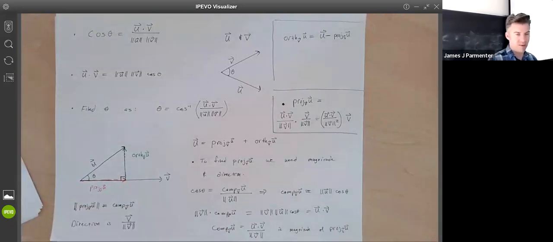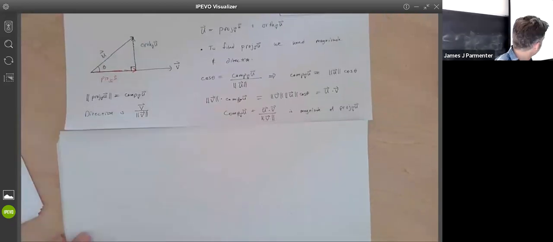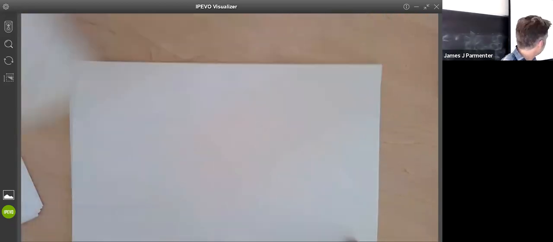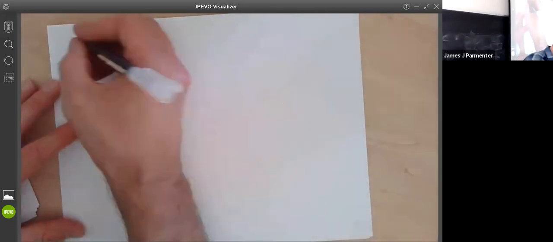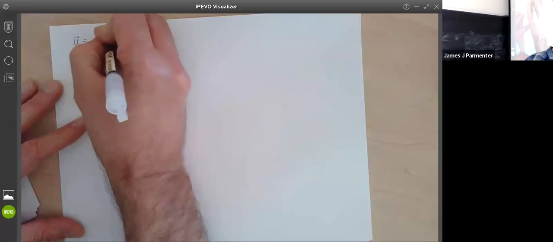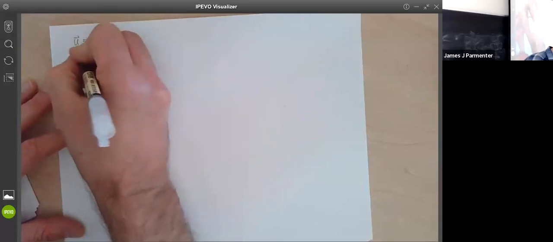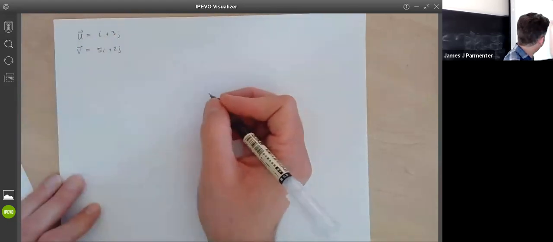Okay, let's do a couple actual examples with numbers. Again, if you have questions, please don't hesitate to stop me. So let's say we have the following two vectors. U is equal to i plus 3j. V is equal to 5i plus 2j. And we're going to find all the things.